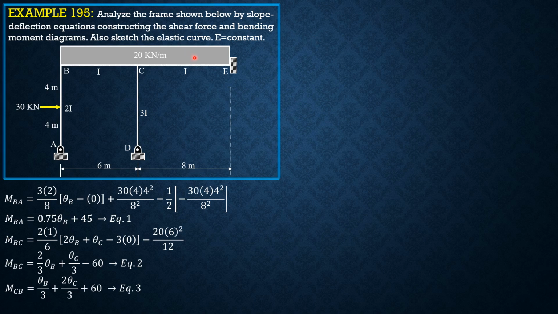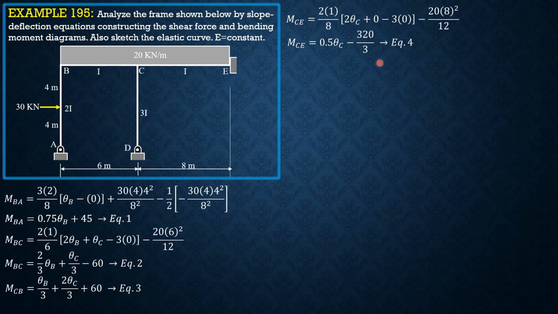So next is MCE. So 2 times 1 over 8, 2 theta C plus theta E, which is 0, minus 3 times delta over L, 0. Then fixed moment at C is negative WL squared over 12, negative 28 squared over 12. So MCE is 0.5 theta C minus 320 over 3. Call that equation 4.